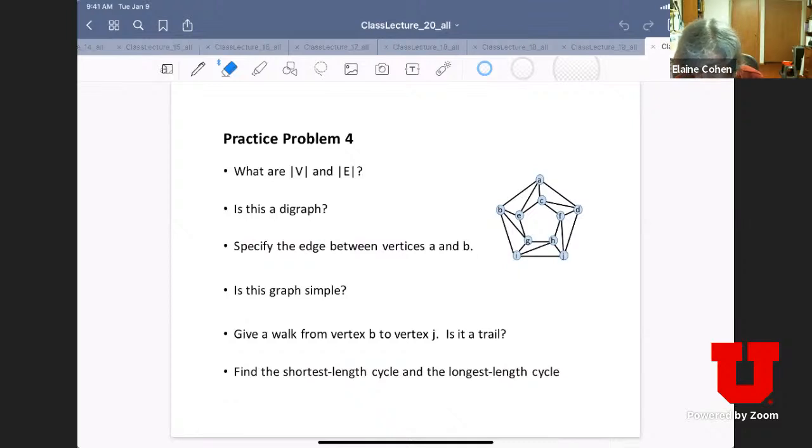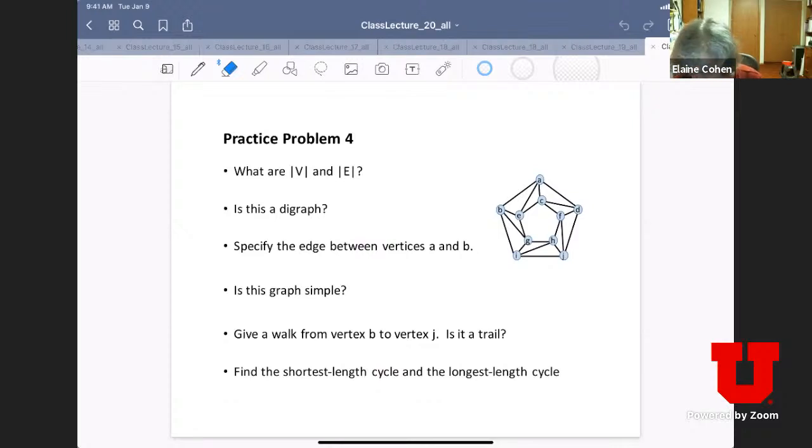Okay. Is this graph simple? Are there any two vertices that have more than one edge going between them? No. So yes, it is a simple graph. Does everybody see that? Good.